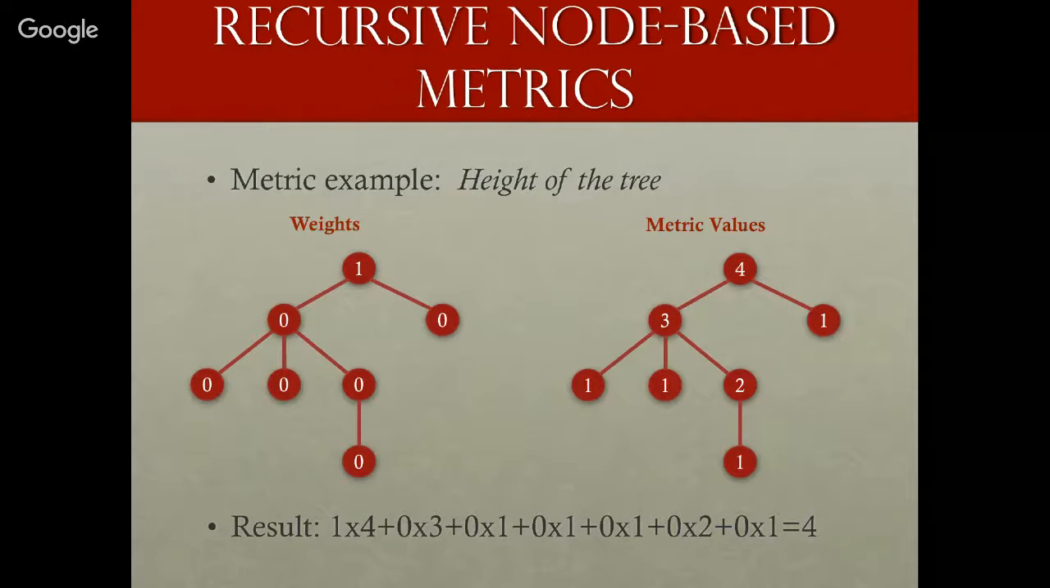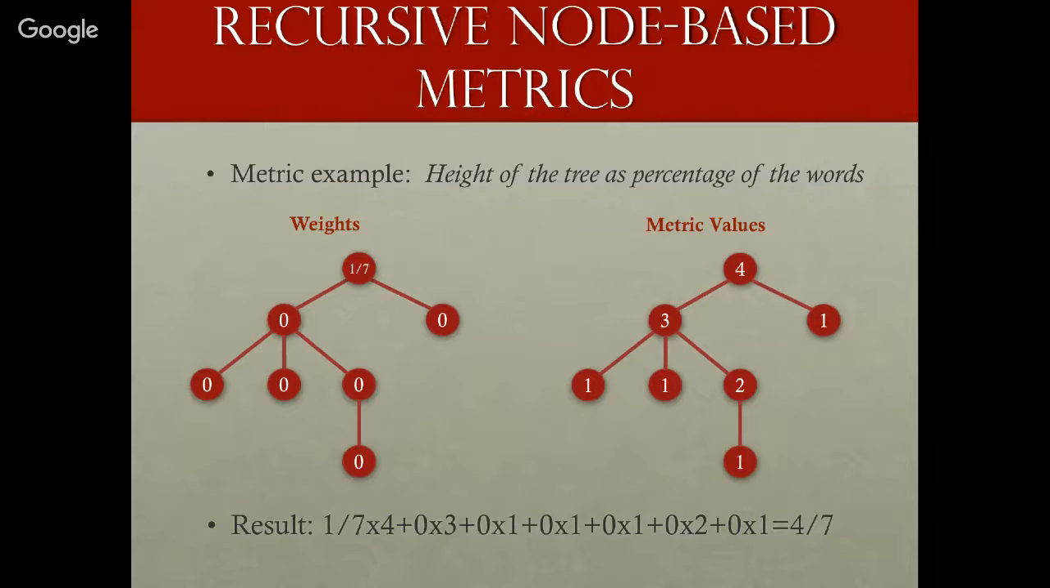The so-called recursive metrics, for example, we might want to study the height of the tree. Like in the case of the Isocratian sentence and the Dionysius rewrite. For the height of the tree, I traverse the tree from the bottom up to the root. So if you count the layers, we do indeed have number 4 as the height of that tree. You can do the same for the height of the tree as a percentage of the words.